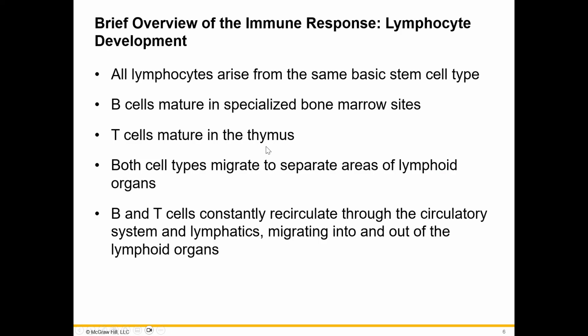Both cell types are then migrating to separate areas of lymphoid tissue, so different organs like the lymph nodes, or to the spleen, for example. B and T cells are constantly recirculating through the circulatory system and lymphatic system, so they migrate in and out of these lymphoid organs, constantly patrolling.